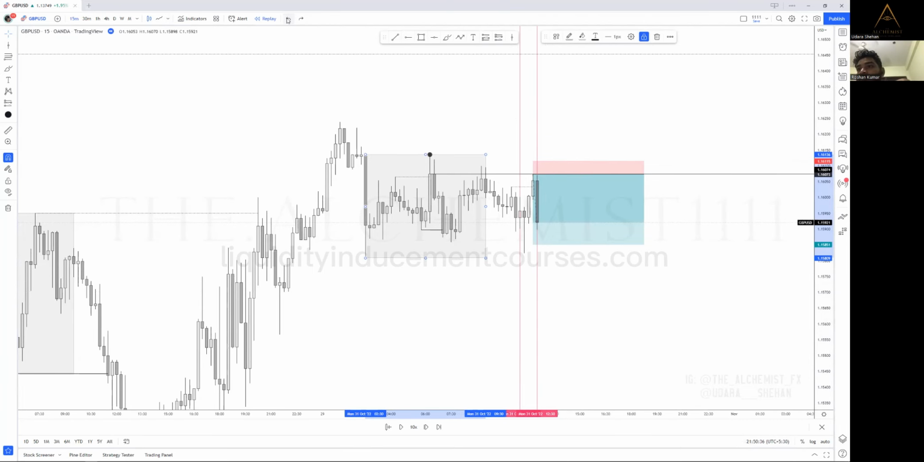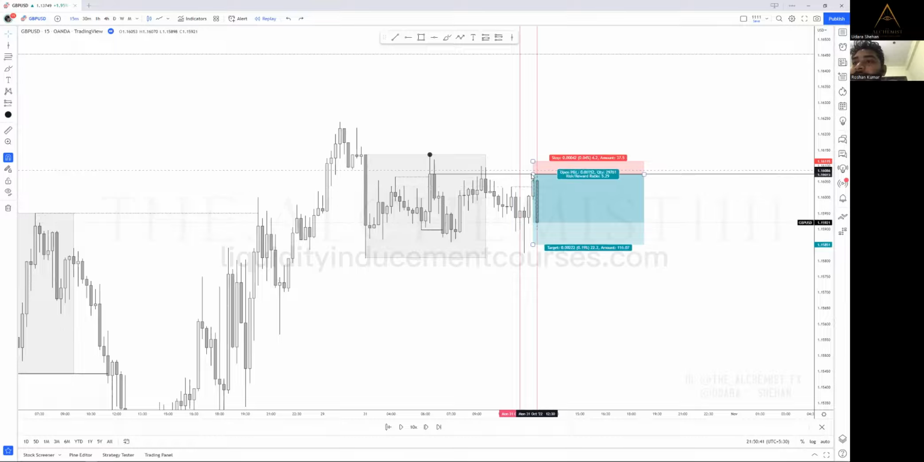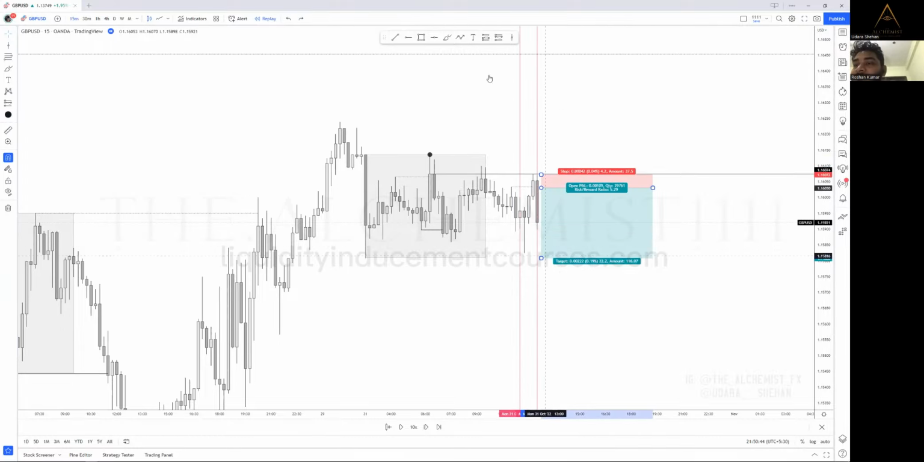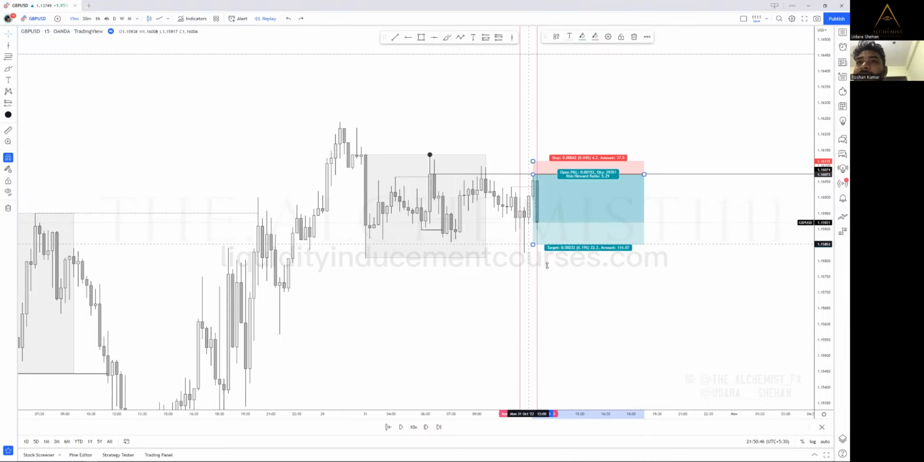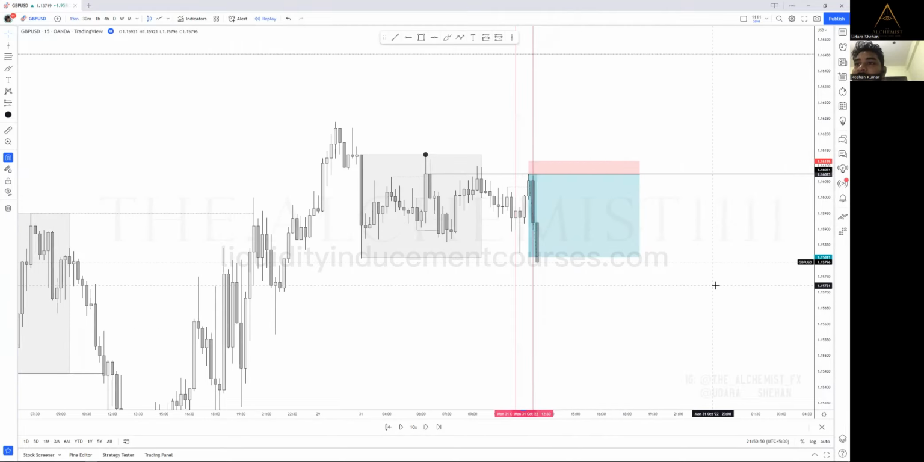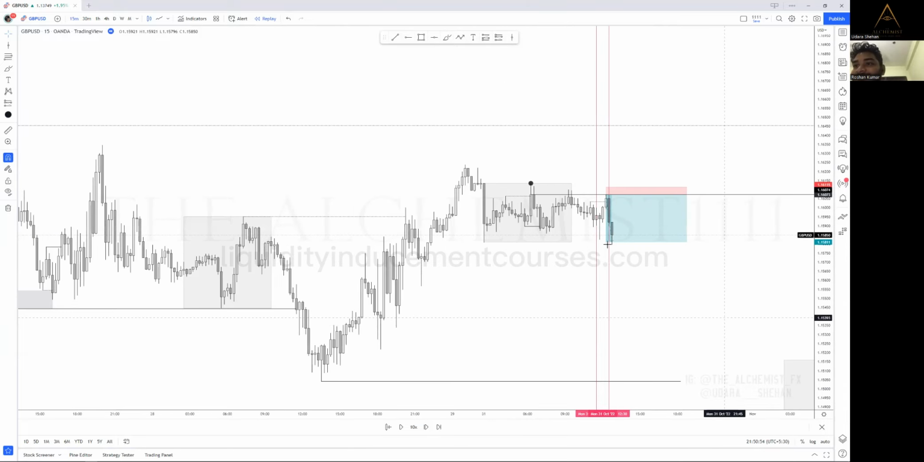Now you see what happened here, right? In between that time of the day, it gives you the mitigation. First target will be what? The Asian low. Second target will be the external range liquidity. Look how quick the move is. Boom, you're done. If you're done with the Asian low, you're done, or else leave the rest to the external range liquidity.